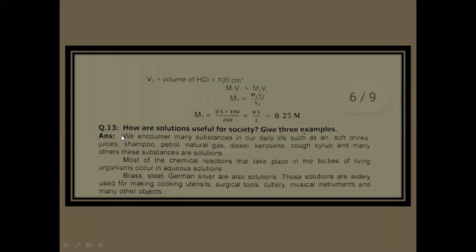Question number 13. How are solutions useful for society? Give 3 examples. I told you that air is a solution, gas in gas. Soft drinks are solutions, juices, shampoo, petrol, natural gas, diesel, kerosene, cough syrup, and many others. These substances are solutions, and definitely we use them for different functions. Most of the chemical reactions that take place in the bodies of living organisms occur in aqueous solution. Brass, steel, German silver are also solutions. These solutions are widely used for making cooking utensils, surgical tools, cutlery, musical instruments, and many other objects. So these are 3 examples of solutions which we use in society.